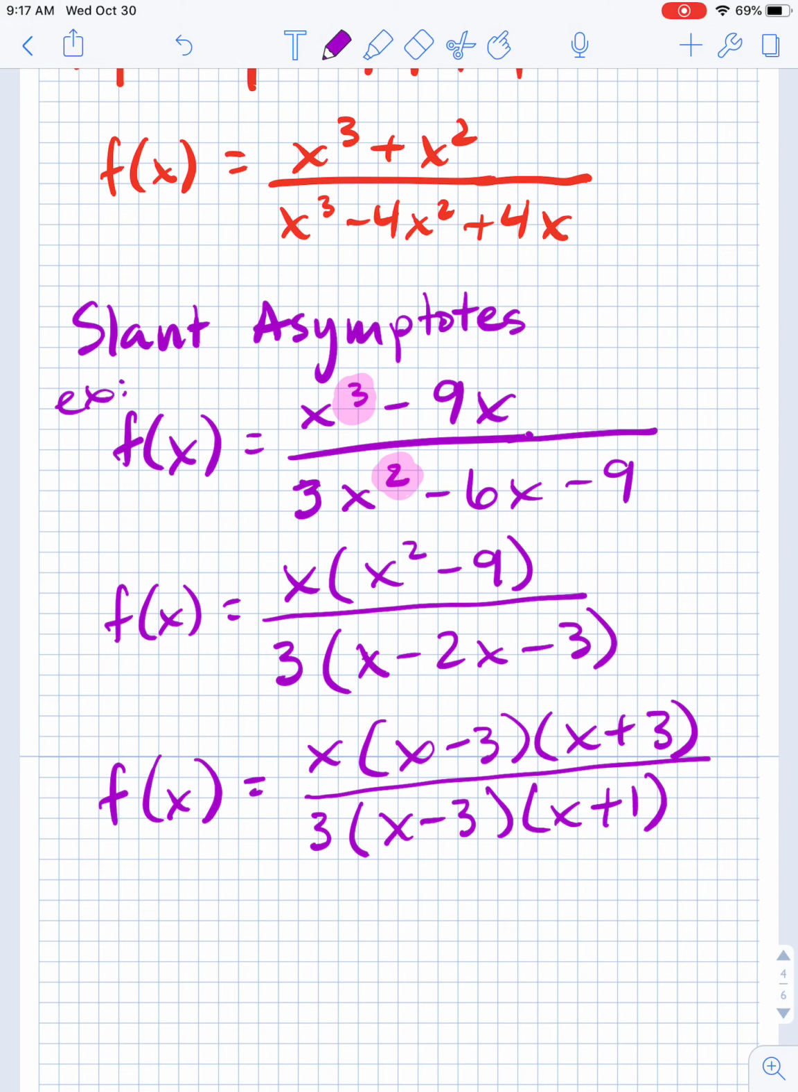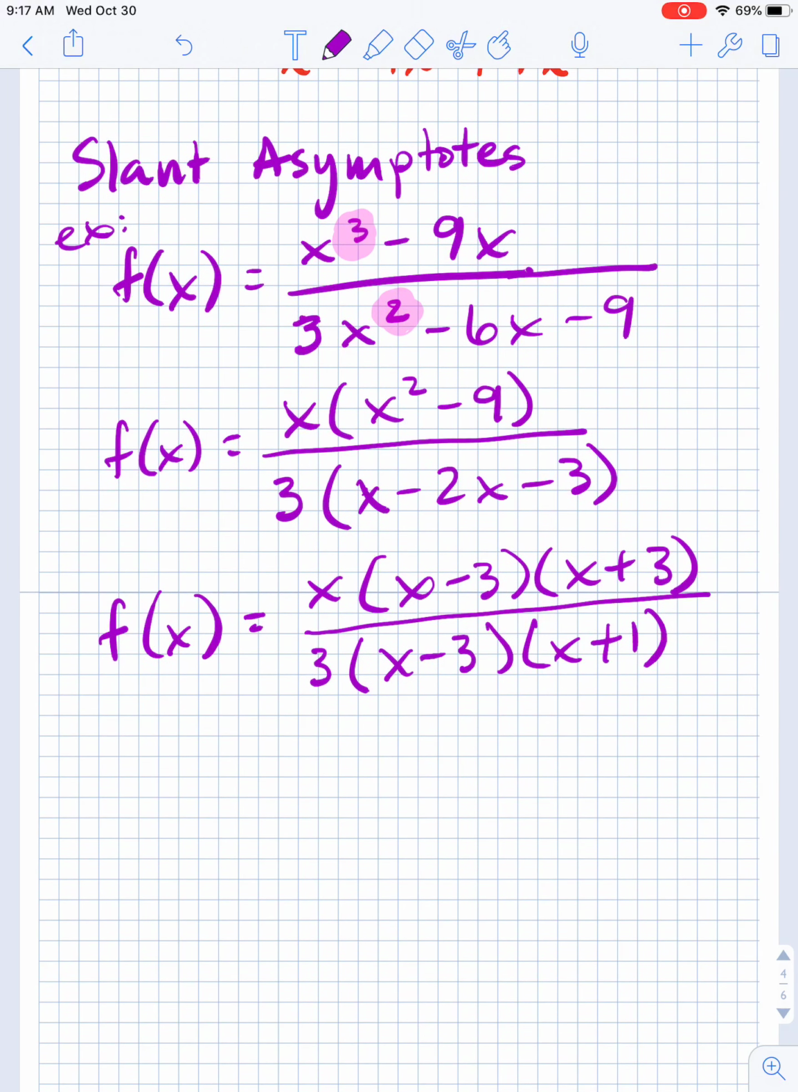Okay. So looking at this function, I can already see that I have a hole. I have a hole at x is equal to 3. That means that at x is equal to 3, any point that exists at x is equal to 3 is going to be a hole in my function. It does not exist. That's the first thing that I do.